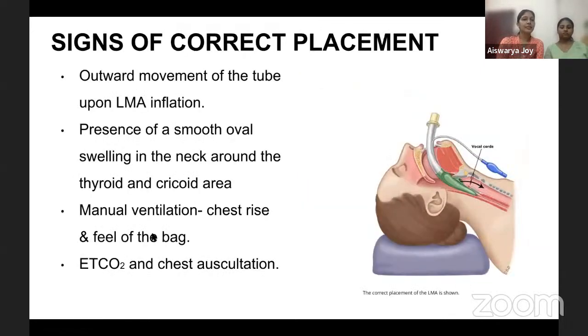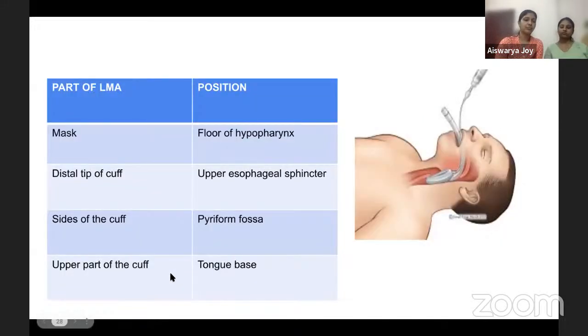If we have inserted the LMA correctly, these are the signs. On LMA inflation, there will be outward movement of the tube and the presence of a smooth oval swelling in the neck around the thyroid and the cricoid region. On manual ventilation, there will be chest rise and we can feel the bag. On the monitor, we can see EtCO2, and by chest auscultation.